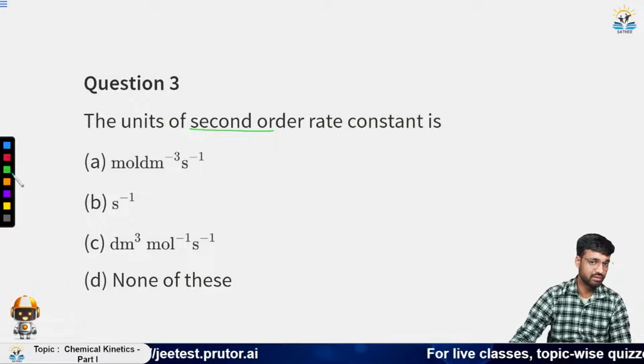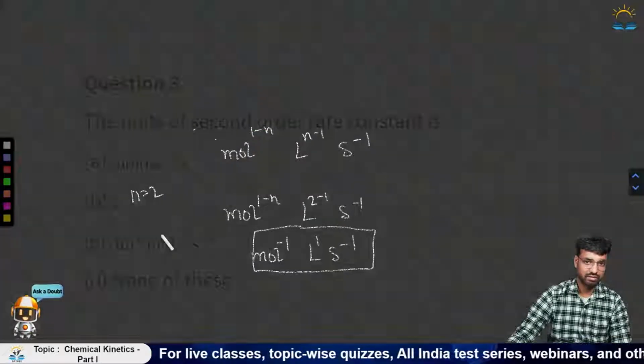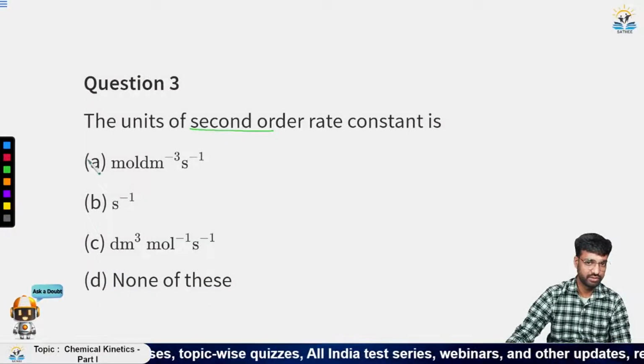So according to this, it will be this one, that is per mole per second. Okay, so the option is not, so this one is the option.